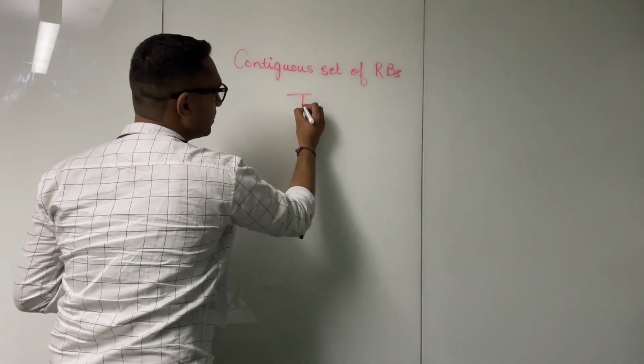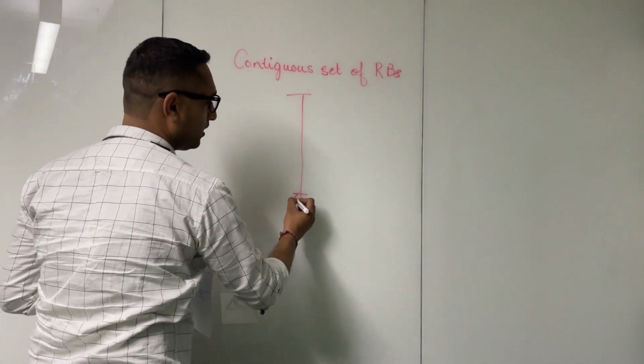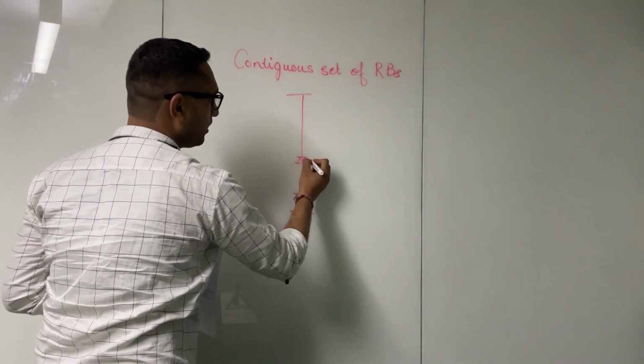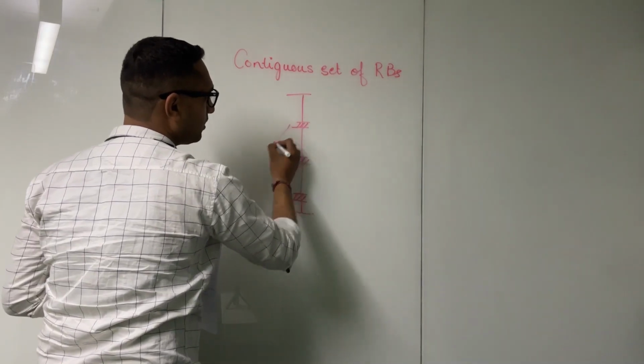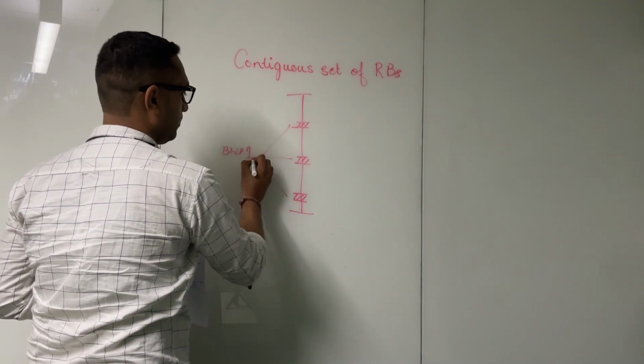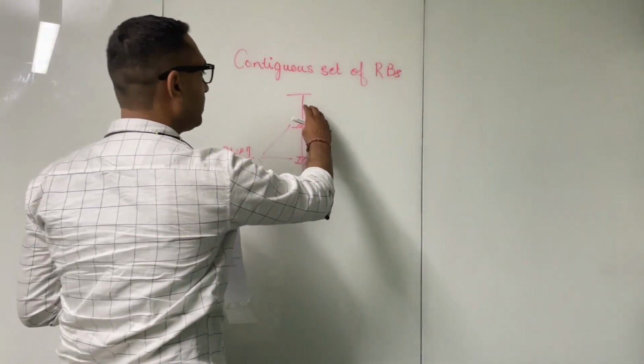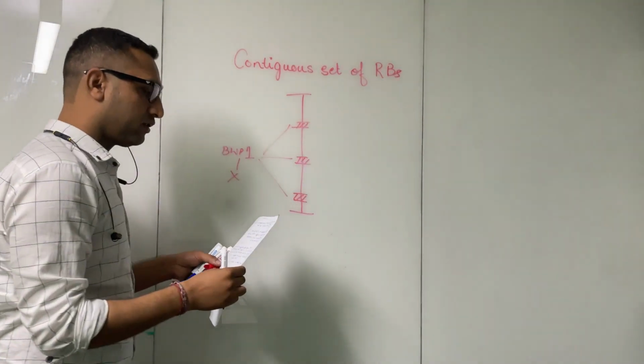So basically, if this is the bandwidth, we cannot say that bandwidth part 1 is some part here and some part here and some part here. We cannot say that this is bandwidth part 1. That would be wrong. So the bandwidth has to be divided in a contiguous manner.